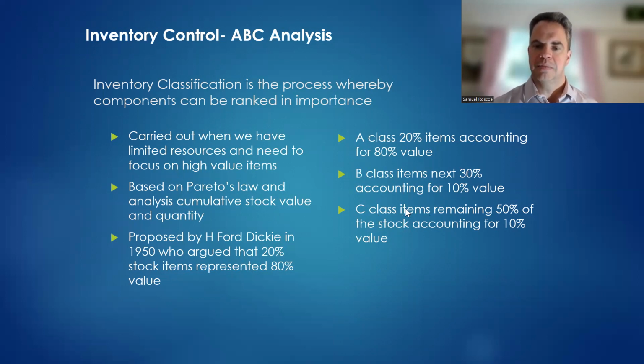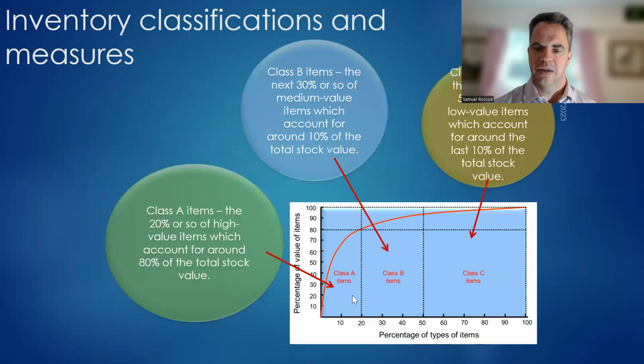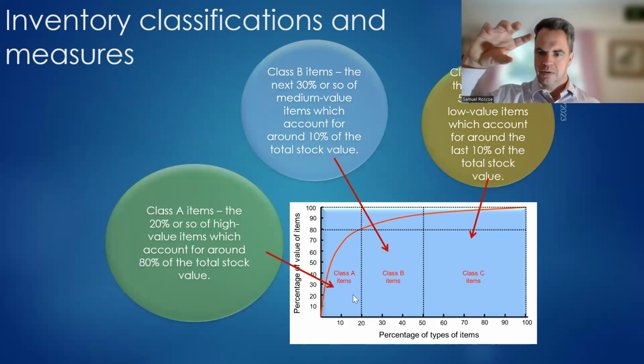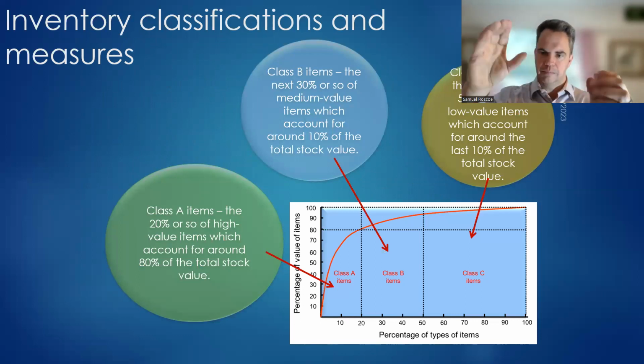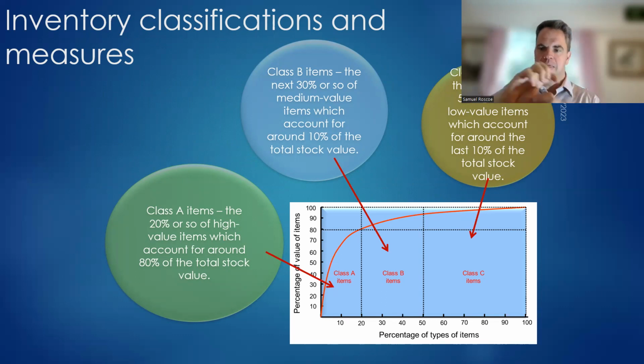Then we have these B items that are the next 30% of items, and they account for 10% of the value. And then we have these C class items. So essentially what it says is that my A items are this 80%. I have these B items, which are in the middle. And then I have this really long tail of C items at the end.